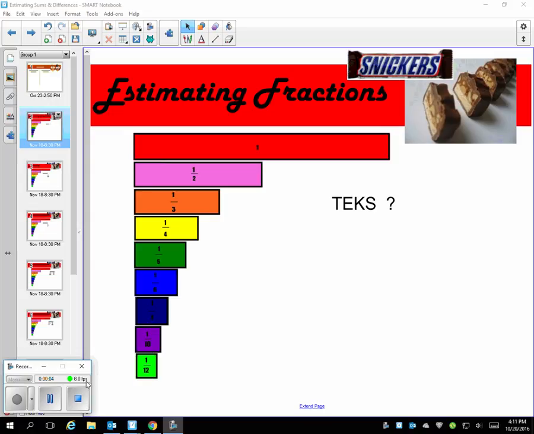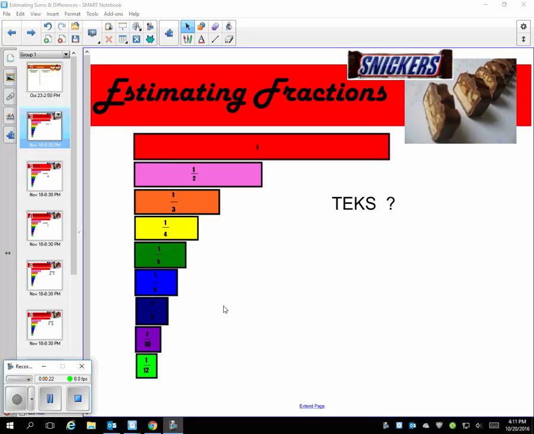Okay, guys, so today's title is Estimating Fractions. You can go ahead and write that title in your journal. You can pause the video at any time to give you some time to write some things down or to think about some things or to work a problem out.